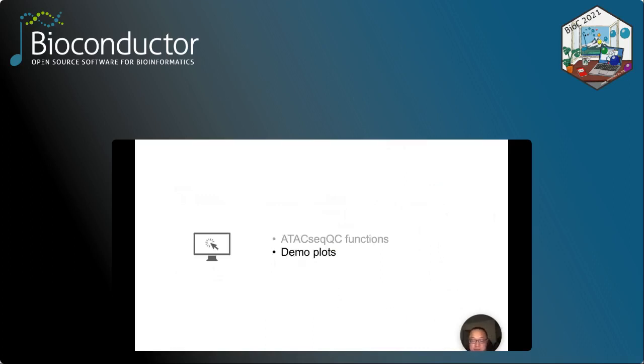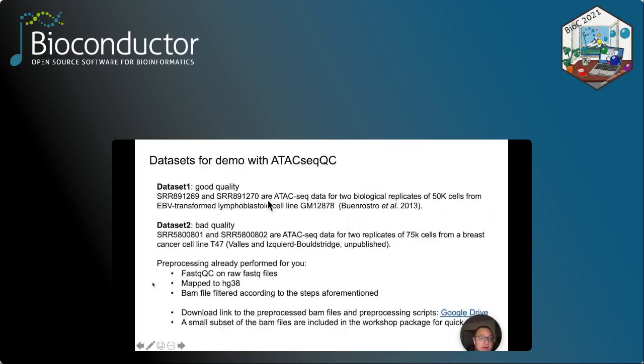Now I will demonstrate how to generate those plots with RStudio. And for this part, I have prepared two datasets. One is of good quality, which is from the first ATAC paper, which was published in 2013. And another is of poor quality, which is from an unpublished dataset. We have performed all the pre-processing steps, and what you have to do is to download the Docker image, and then you are good to go.